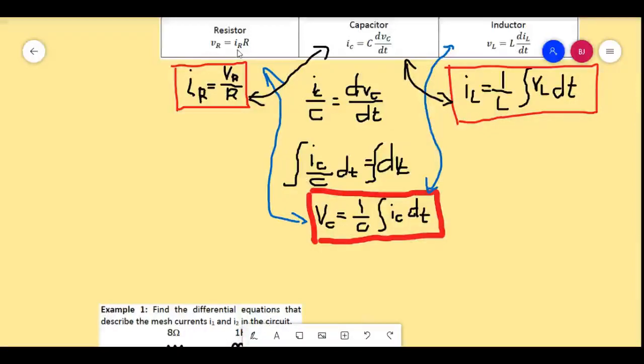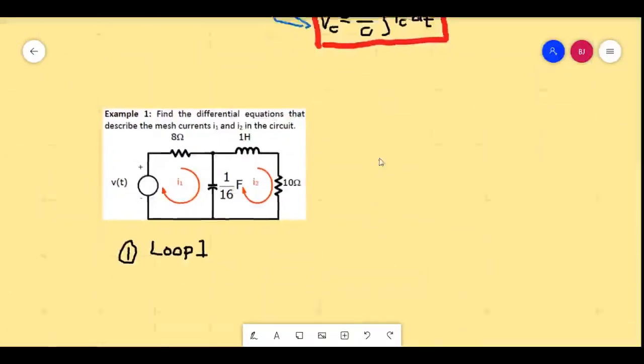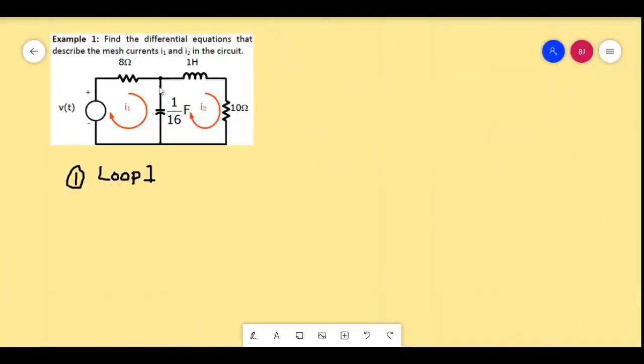So the first one is a resistor, and its voltage is equal to the current times the resistance. In this case, the current passing through 8 ohms is I1. So in order to represent that using Ohm's law, we will be having current times resistance. So we'll just put in the constant first, which is the resistance, multiplied by I1.